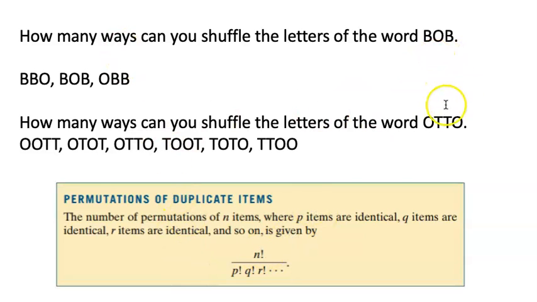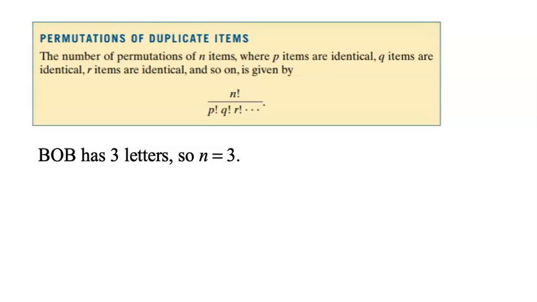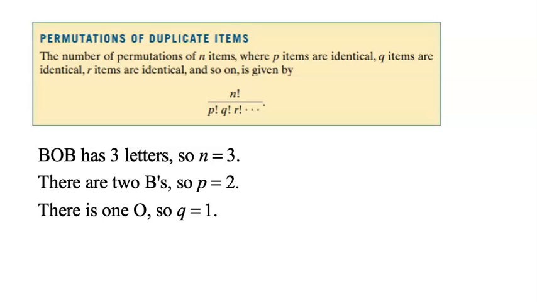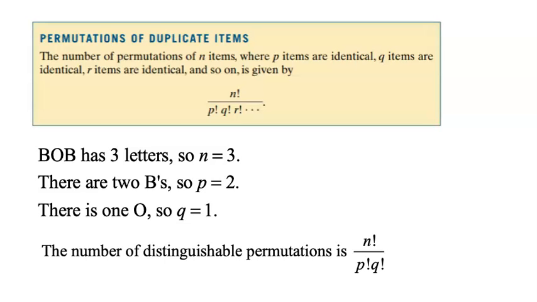Bob and his 3, Otto and his 4. The letters downstairs, P and Q. B is there twice, so P will be 2. Q is there once, Q is 1. For Otto, O is there twice, P is 2. T is there twice, Q is 2. So again, Bob has 3 letters, so N is 3. 2 B's, P is 2. 1 O, Q is 1. So 3 factorial over 2 factorial, 1 factorial.